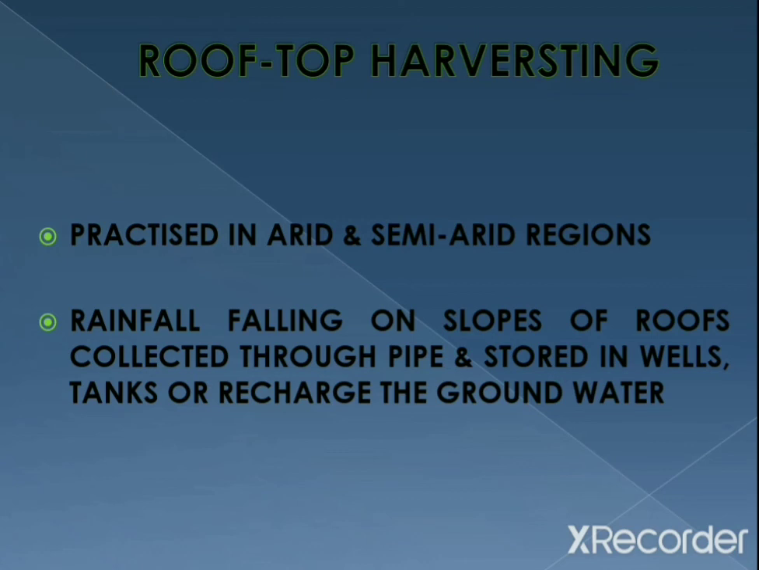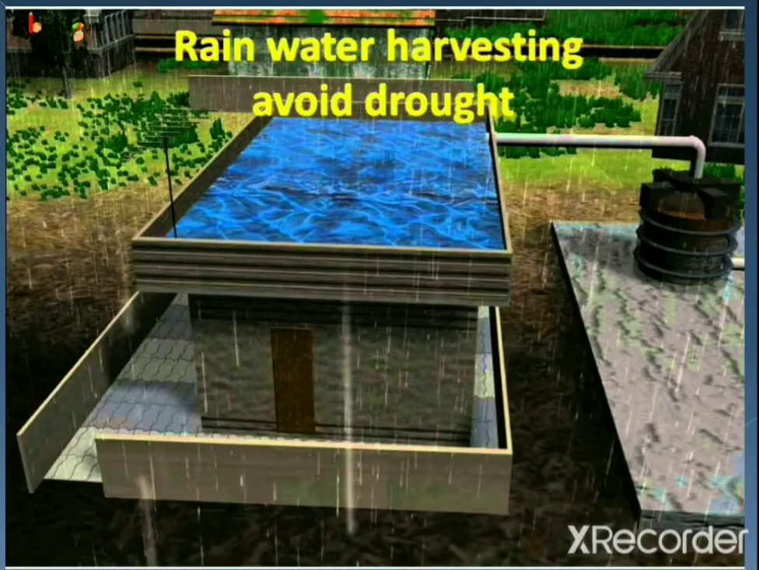Rooftop harvesting is mainly practiced in arid and semi-arid regions. The rainfall falling on the slopes of the roof is collected through a pipe and stored in wells or tanks, and then it will recharge the groundwater.